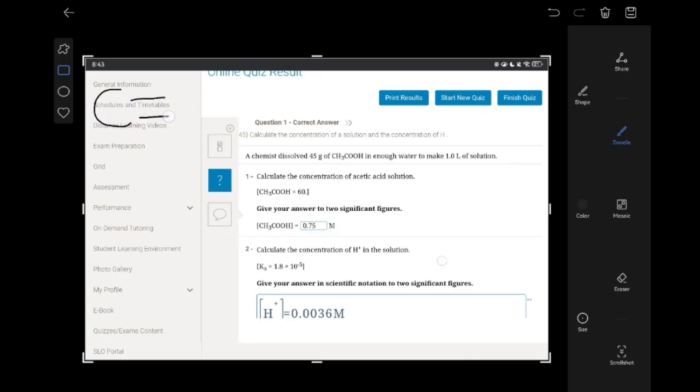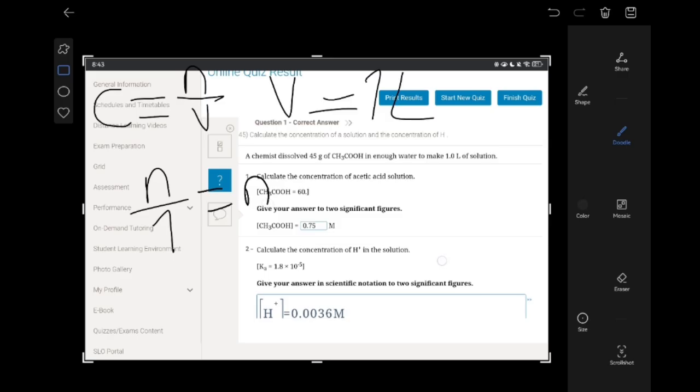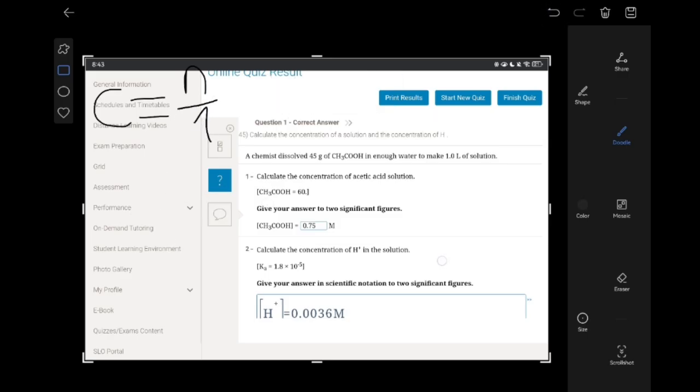The formula for concentration is C equals n over V, the number of moles over volume. We don't have the number of moles, but we do have the volume, which is equal to 1 liter. Anything over 1, n over 1, is equal to n, right? So in this case only, n over 1 equals C.